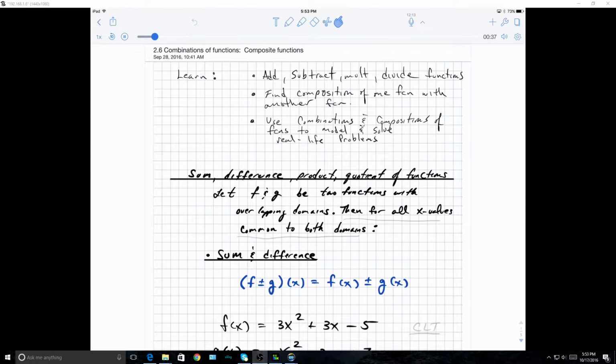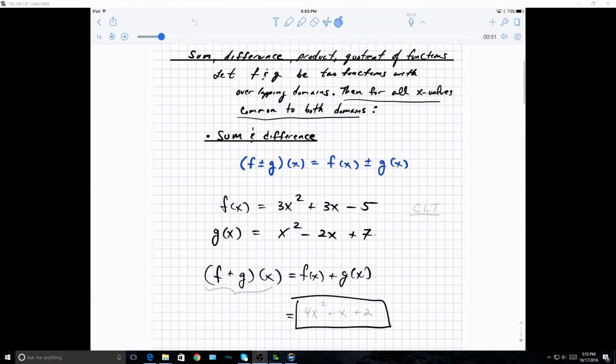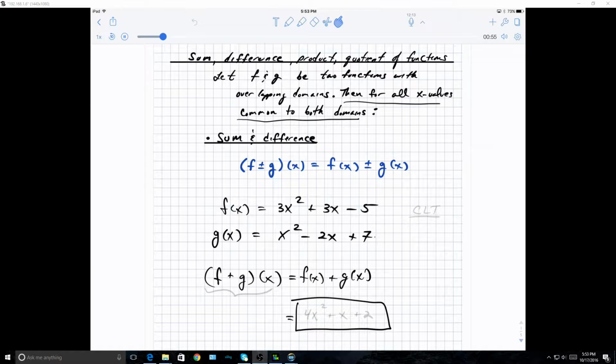Now, the sum and difference, product, and quotient of functions. We'll let f and g be two functions with overlapping domains. Then for all x values common to both domains, and this is big, okay? They have to be common, so we'll have to look at each domain individually in both f and g, and then see what's common to both of them. Now, if we're just doing a simple sum and difference, there's nothing to it. You're just going to combine like terms, like always. Now, just keep in mind that if you are subtracting, you are going to have to change the signs of the secondary function that you'll be subtracting.